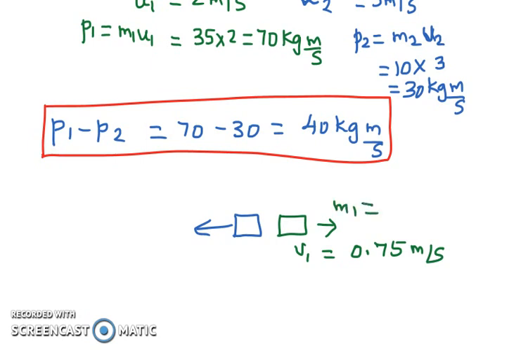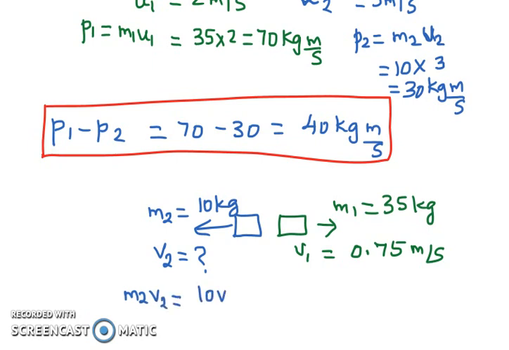The mass is the same, 35 kg. The mass of this is 10 kg. We have to find the final velocity of the empty cart after collision. So, the momentum of this is M2 V2 is equal to 10 V2. The momentum of the full cart is M1 V1, 35 times 0.75, that is 26.25 kilogram meter per second.